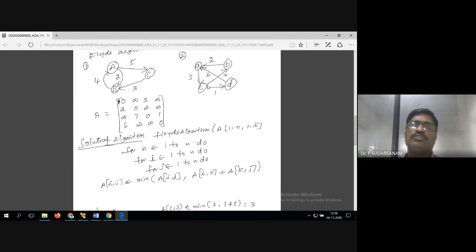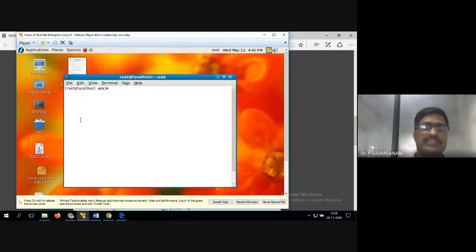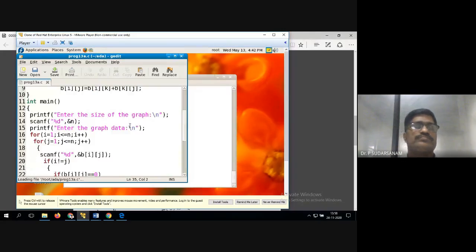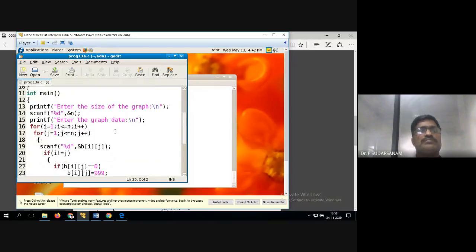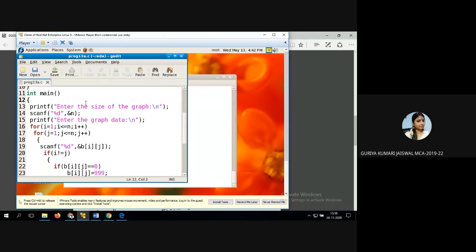Now this is nothing but how many nodes there are, 1, 2, 3, 4, and you have to enter the matrix. Now let us see how to write it. So now the main program, can you see now? Can you see? Hello? Yes, sir.